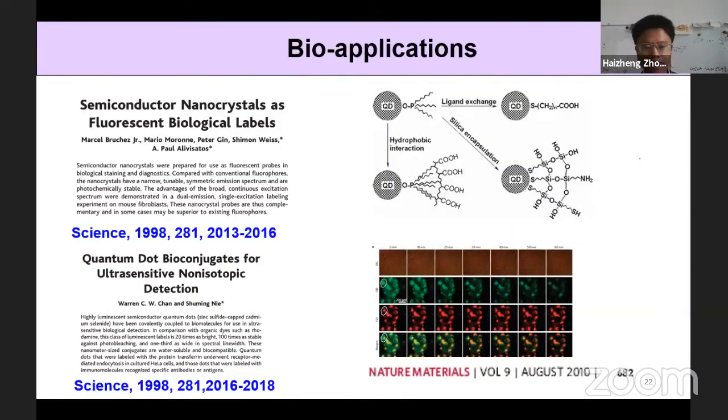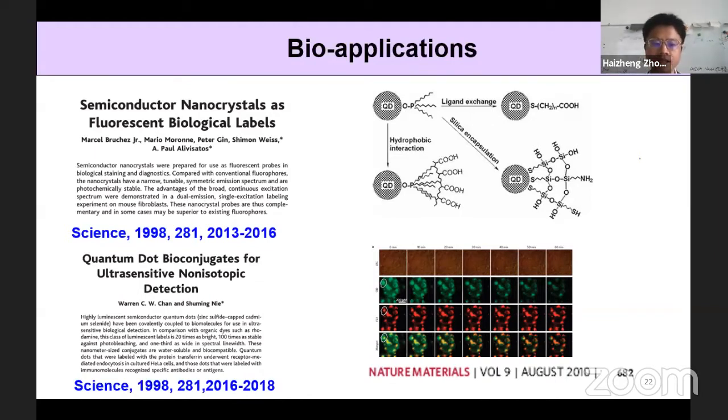So I just briefly described the fabrication of quantum dots. Now I will shift to the applications. From the viewpoint of applications, I would like to firstly mention the bio applications, because these bio applications contain very smart chemistry for the surface modification.